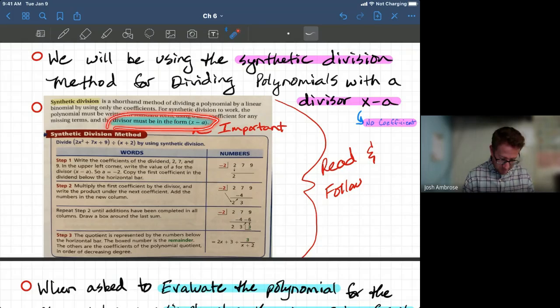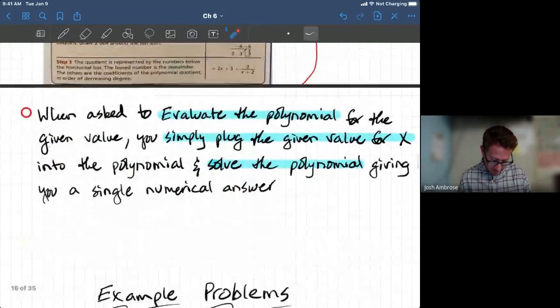When the divisor is just x minus a number, or x plus a number. Now what you need to pay attention to, see in this example problem how it says minus a. Look over here how it says plus 2. But look what we put here was a negative 2. That means that if in the binomial it says plus a number, you have to change the sign and make it a negative. If it's already a negative, then it's going to be a positive. All right, watch as we do those. And we're going to do synthetic division here pretty soon.